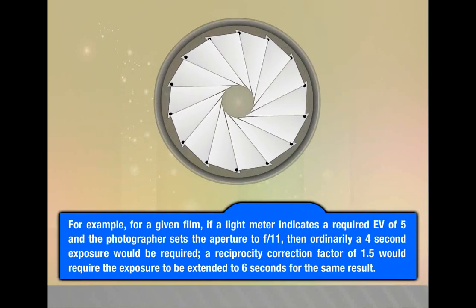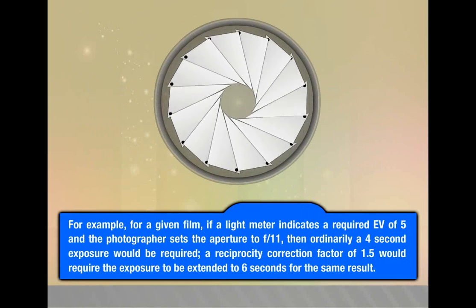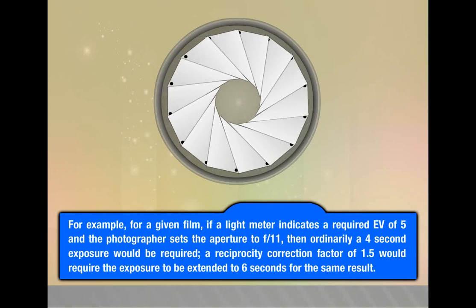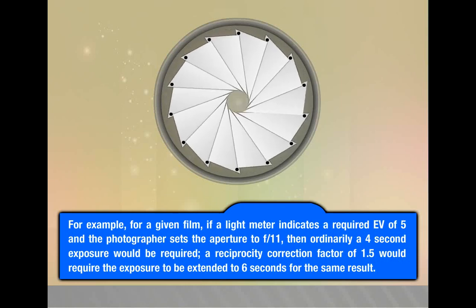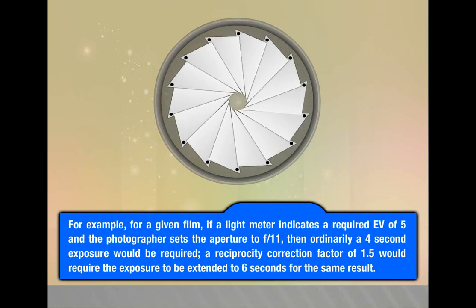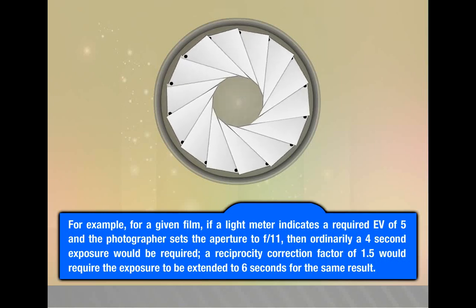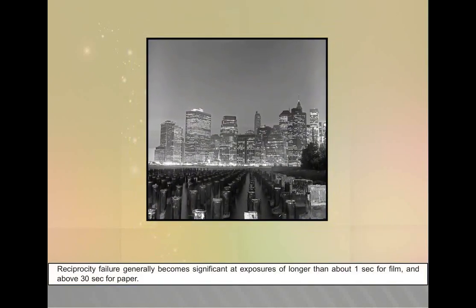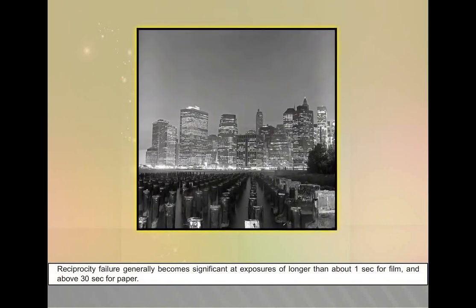For example, for a given film, if a light meter indicates a required EV of 5 and the photographer sets the aperture to f/11, then ordinarily a 4-second exposure would be required. A reciprocity correction factor of 1.5 would require the exposure to be extended to 6 seconds for the same result. Reciprocity failure generally becomes significant at exposures of longer than about 1 second for film and about 30 seconds for paper.